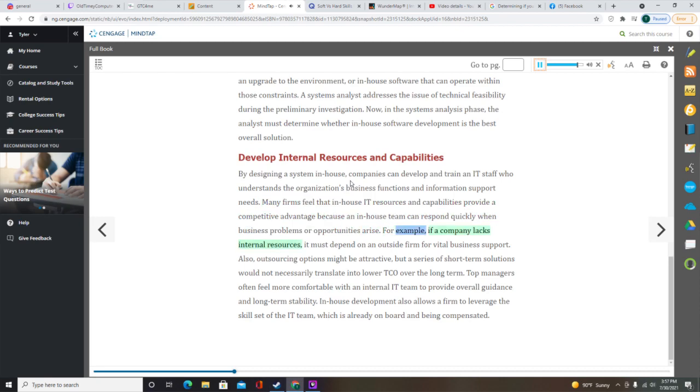For example, if a company lacks internal resources, it must depend on an outside firm for vital business support. Also, outsourcing options might be attractive, but a series of short-term solutions would not necessarily translate into lower TCO over the long term. Top managers often feel more comfortable with an internal IT team to provide overall guidance and long-term stability. In-house development also allows a firm to leverage the skill set of the IT team, which is already on board and being compensated.